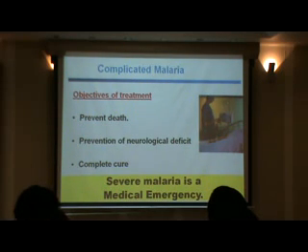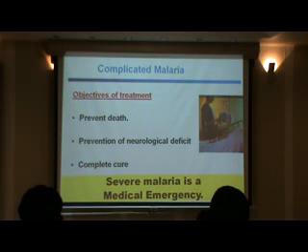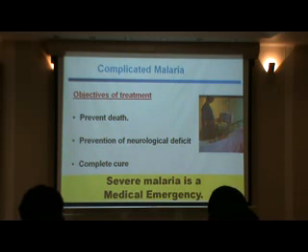The objectives of treatment for complicated malaria, because as I said, if it is neglected or not properly treated, it leads to serious complications and can lead to death. The objective is to prevent death, prevent neurological sequelae, and to have a complete cure. It becomes a medical emergency.